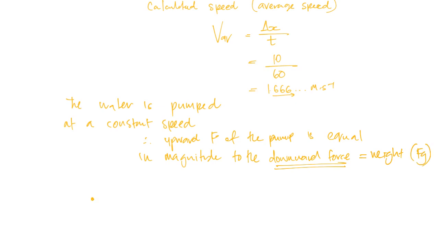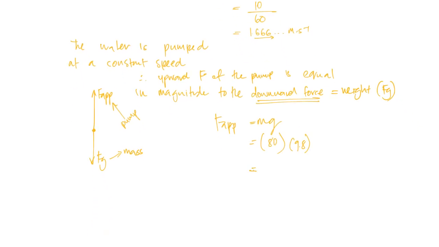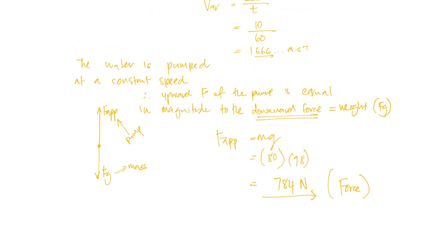So basically this is what I've got. I've got my force applied that's coming from the pump, and then I've got Fg here, which is coming from the mass. It's my downward force. So my force applied is equal to mg. And I know the mass is 80 times g, which is 9.8. And I'm going to get a downward force of 784 newtons. And that gives me force.